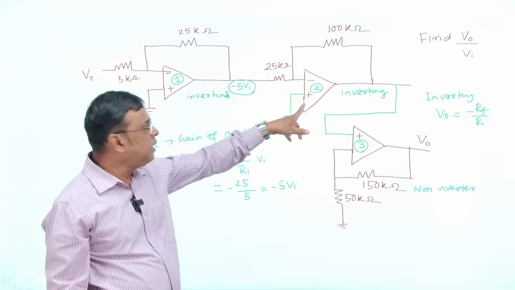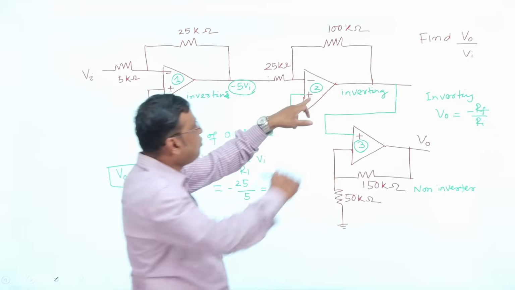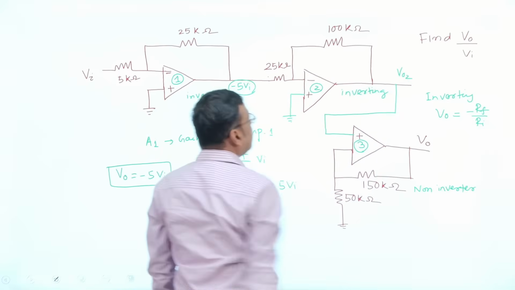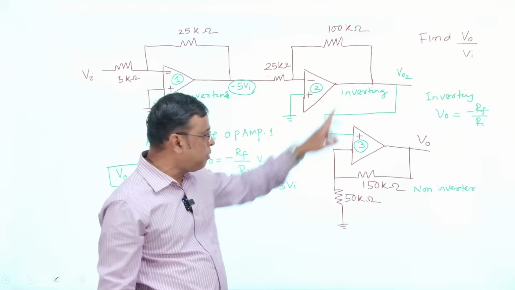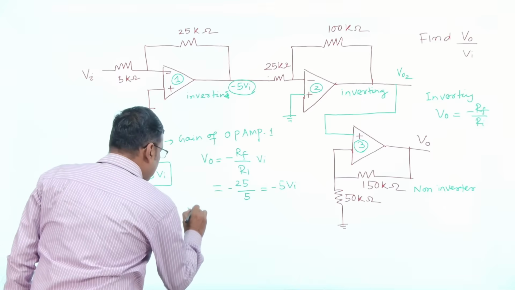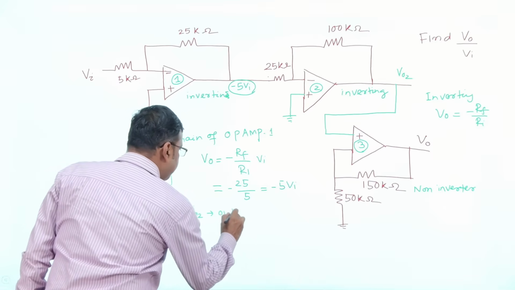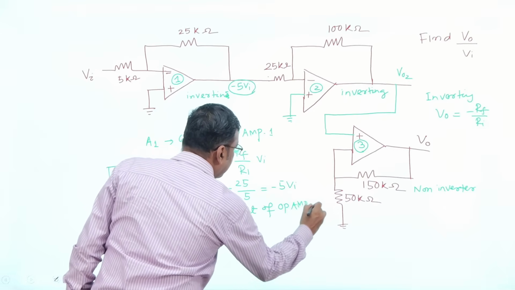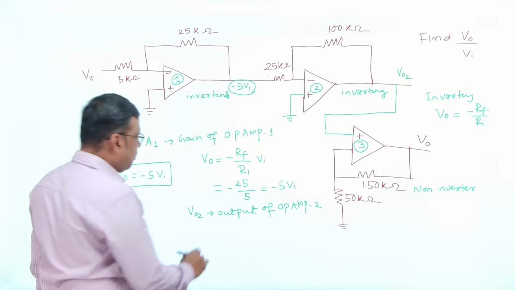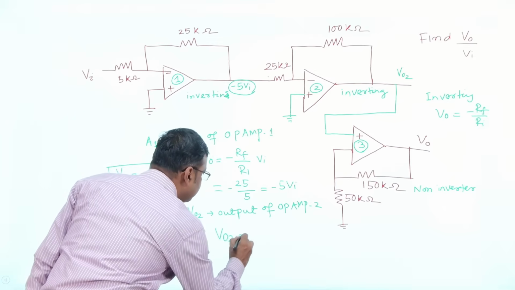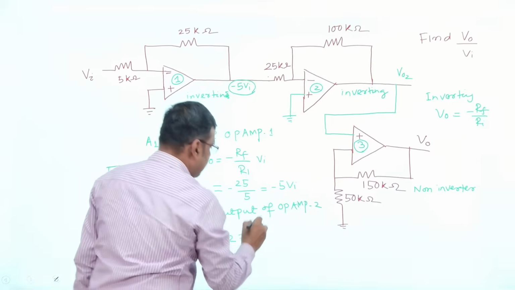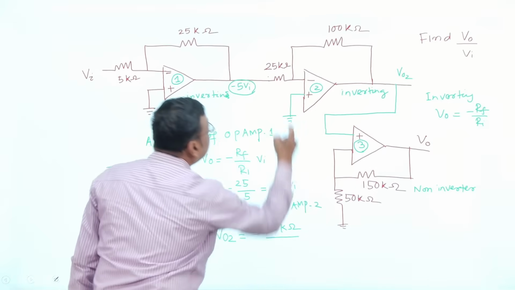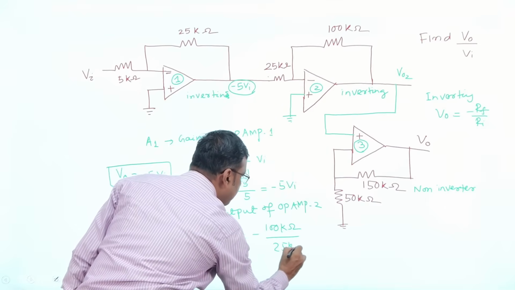Similarly, op-amp 2. In case of operational amplifier 2, this is also inverting amplifier. Let this is your V02. V02 is nothing but output of the second op-amp. This is your inverting amplifier. So V02 value is how much? Minus RF by R1, that is your 100 kilo ohm, divided by how much? That is your 25 kilo ohm into Vi.